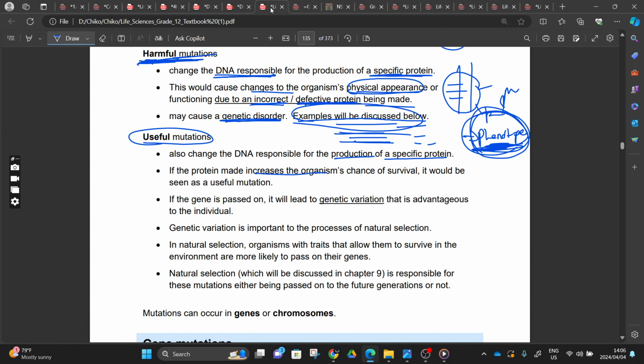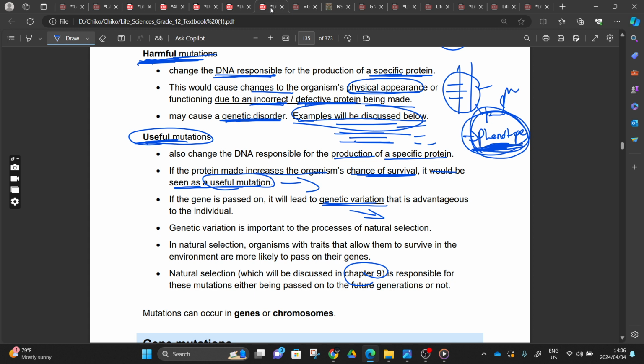If the protein made increases the organism's chance of survival, I talked about this, it could be seen as a useful mutation. Understand? For example, to run faster, or to have 5 fingers. It started as a mutation somewhere. Maybe we started with 1 finger or a hand without fingers, and you'll learn this when we do chapter 9, guys, evolution. So let's bring this mutation topic to chapter 9, where we'll be learning about useful mutations and natural selection. But if the gene is passed on, it will lead to genetic variation.